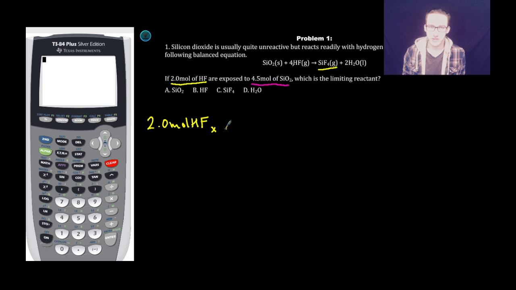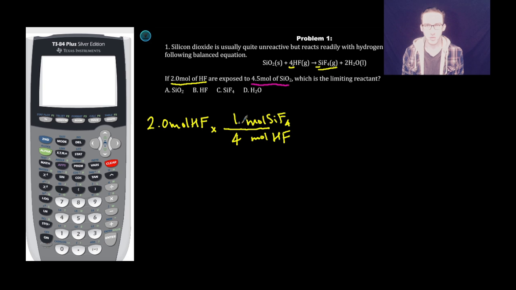If all 2.0 moles of HF were to react, how much SiF4 would we make? Well, according to the stoichiometry in our balanced chemical equation, the relationship between HF and SiF4 is a 4-to-1 relationship. And so if I solve this quick dimensional analysis problem, 2 times 1 divided by 4, who needs a calculator, I get 0.5 moles of SiF4 produced.